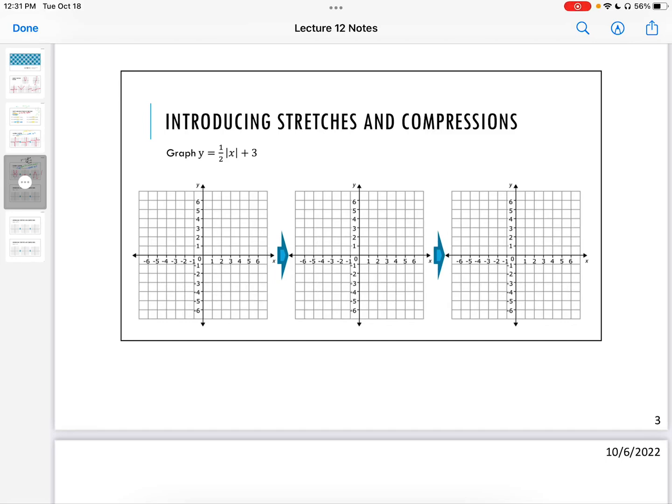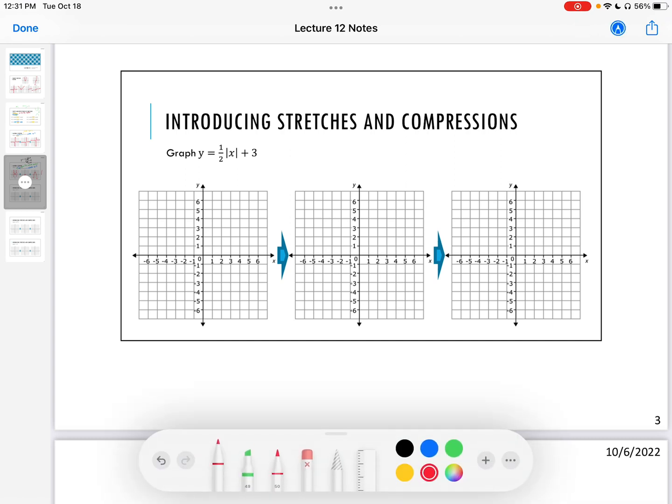Okay, last video here, we're going to introduce something new, and this is going to be stretches and compressions. Now, what do stretches and compressions do? Well, let's say that we start with a parent function of our absolute value, so there's our parent function.